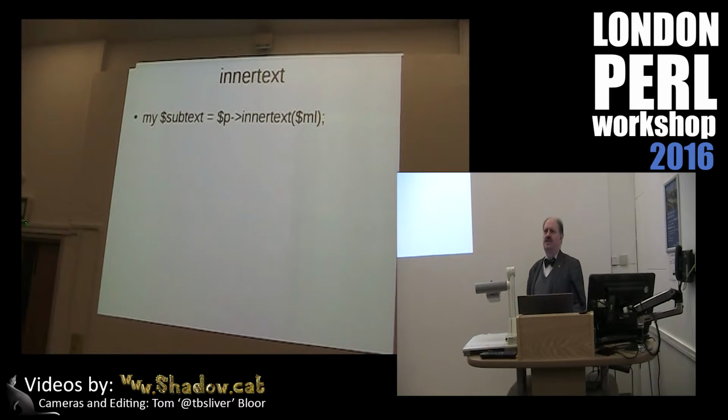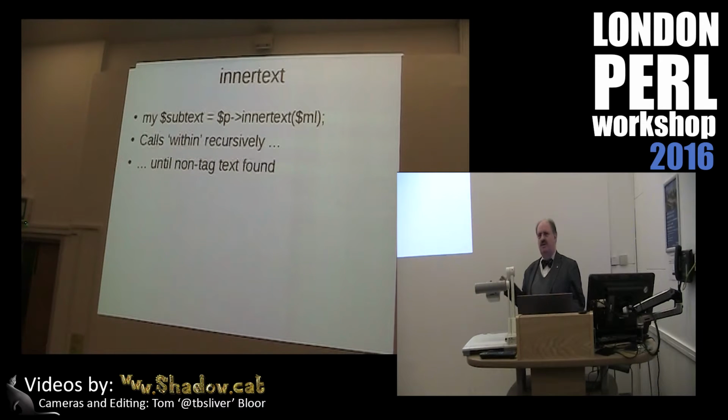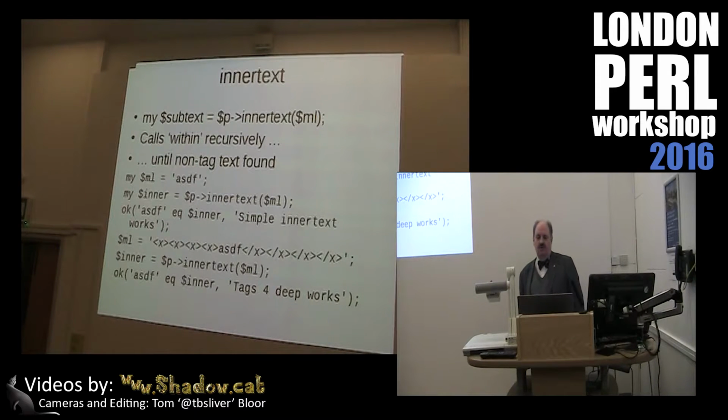Inner text I use all the time. This is one that's really for these things where people add tags or change the nature of the tag even. It just goes through calling within recursively until it finds something that isn't a tag. And then it gives you what was within the last one that it's tried. So here I've got 4 X tags. If they were X, Y, Z, and T, it would still work just the same way. It would give me ASDF. If it's not tagged at all, it'll give you whatever's in there because it starts with the first non-tag text it finds.